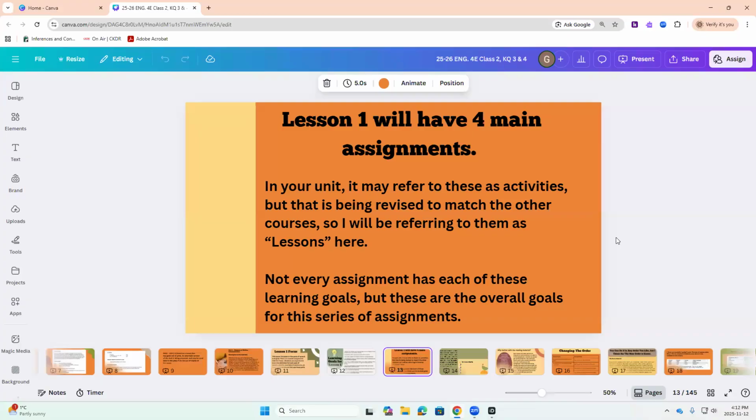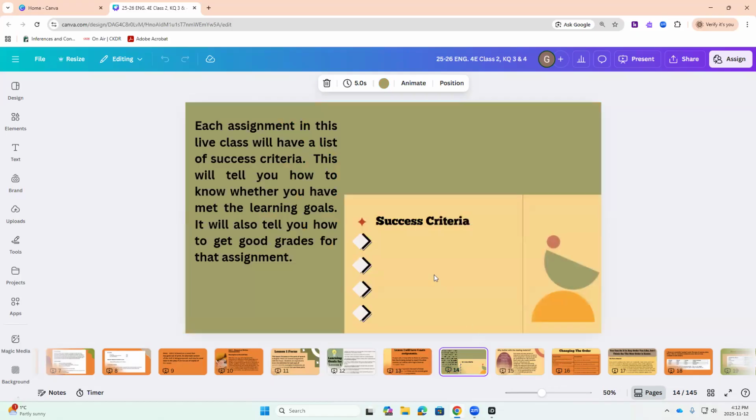Okay, there's going to be 4 main assignments in lesson 1. So don't worry too much about the lesson 1. It's just kind of a way for me to organize it. Worry more about the key question because that is not going to change from your version to my version, okay? Now, not every assignment in this lesson is going to meet every single one of those learning goals, but by the time we're finished all 4 assignments, all those goals should have been covered, okay? Now, usually you'll see a little screen like this that says success criteria. That will tell you how to know whether you've met the learning goals. In other words, whether you're doing well on understanding the work and doing well on creating good assignments that will get you good marks, okay?